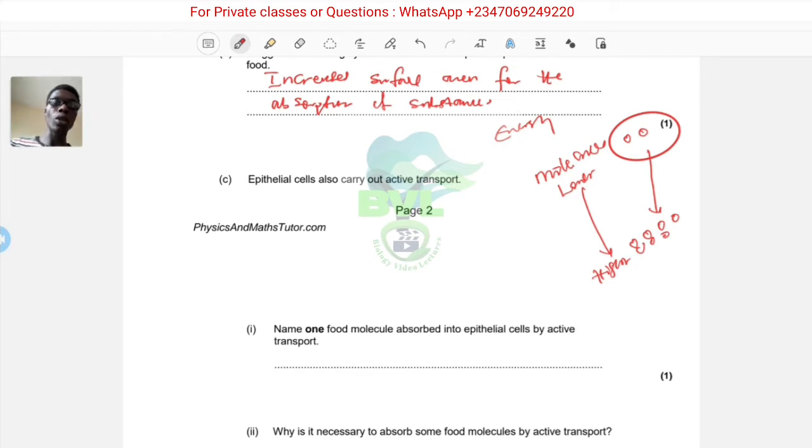So what are the food molecules that need to be absorbed that way? Examples are glucose and amino acids, amongst others. I only gave 2 examples. I actually meant to mention one, but I should just say more than that.